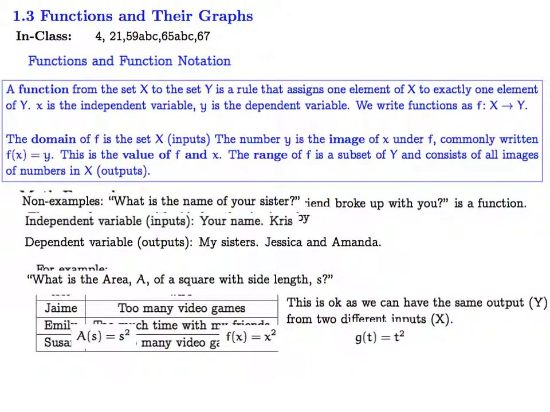When we try to specify our outputs, we run into problems here because we've got two different outputs. I have two sisters, Jessica and Amanda. So we fail in our function rule part, the function that we assign everything from the set x to the set y, where from one element of x to exactly one element in y. Here, I'm trying to send one x to two y's, and that just doesn't work. That doesn't make a function.